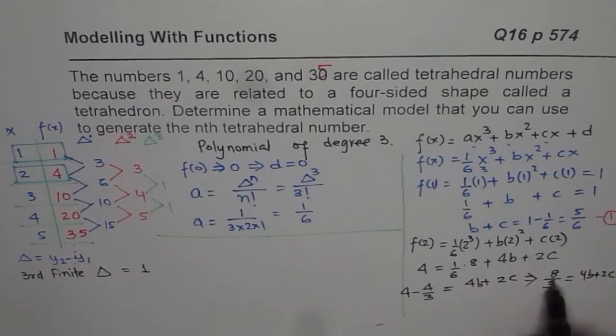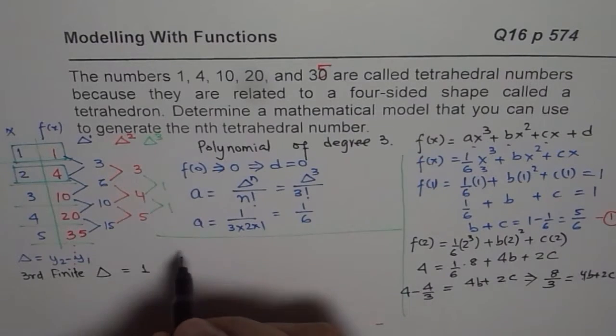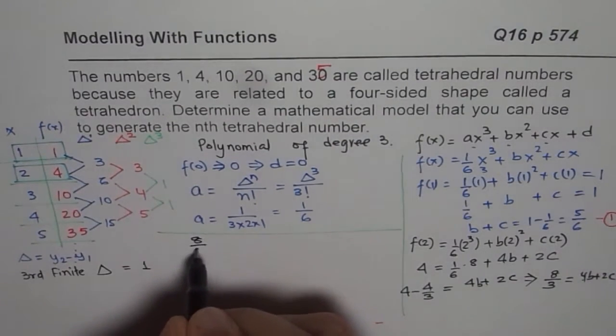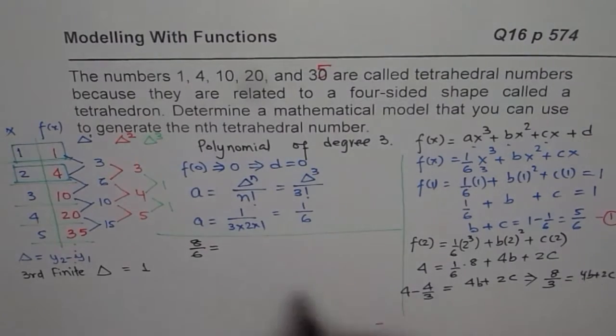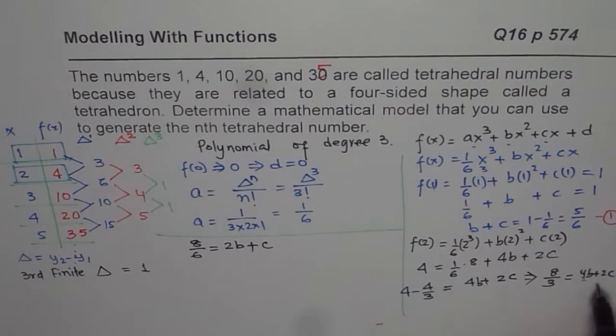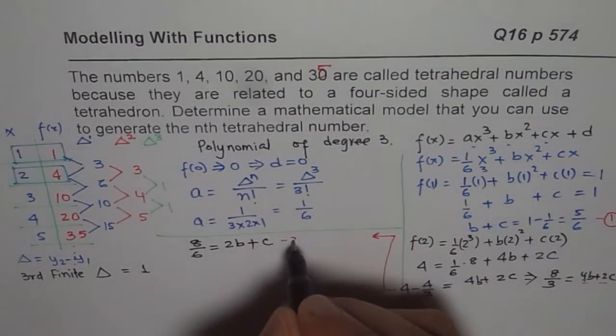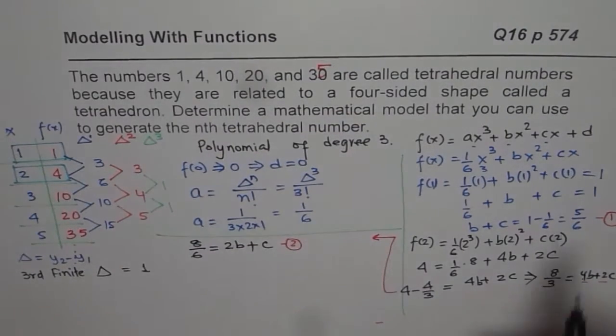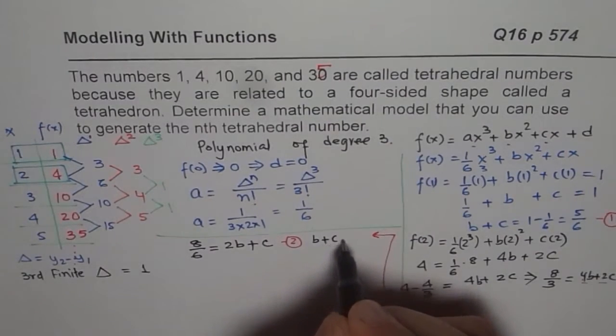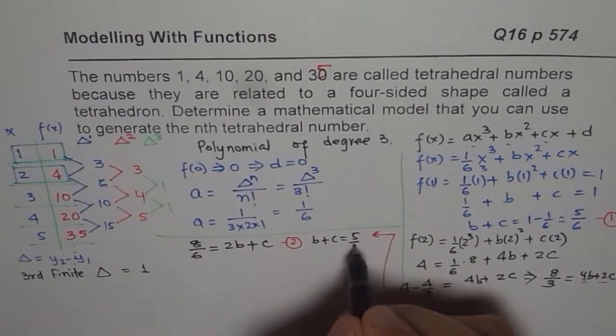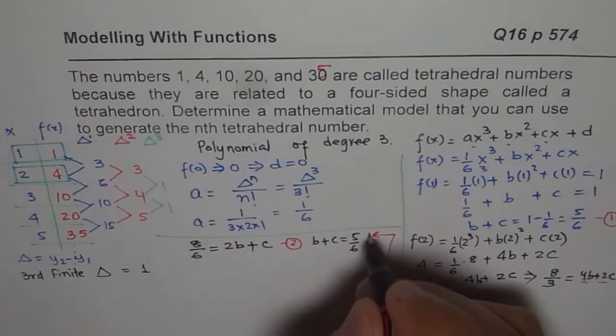So this equation we could simplify dividing by 2, right? So we get 8 over 6 equals to 2b plus c. You get the point, right? So what we did here was we took 2 common, correct? Divided everything by 2 and then got it here. So we have moved from this place to that place. Okay. So we'll call this as our equation number 2. We already have one equation, which is b plus c equals to 5 over 6, right? So that was our equation number 1.